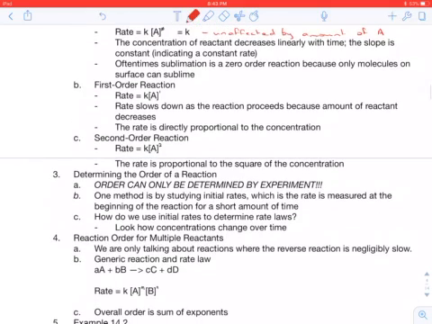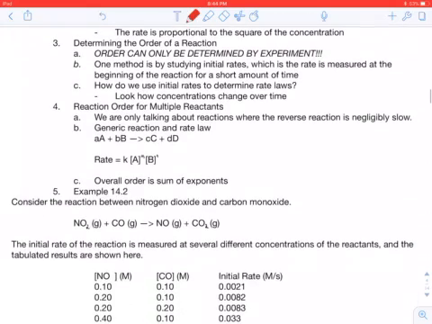Our first order reaction, which is a reaction order of 1, that's rate equals K times the concentration of A raised to the first power. The rate slows down as the reaction proceeds because remember we said as the reaction proceeds, the amount of our reactant is being used up and so it decreases, thus slowing the reaction down. And our rate is directly proportional to the concentration. On to our second order reaction, rate equals K times A to the second power. Our rate is proportional to the square of the concentration, as you can see there. And remember, K stays constant.